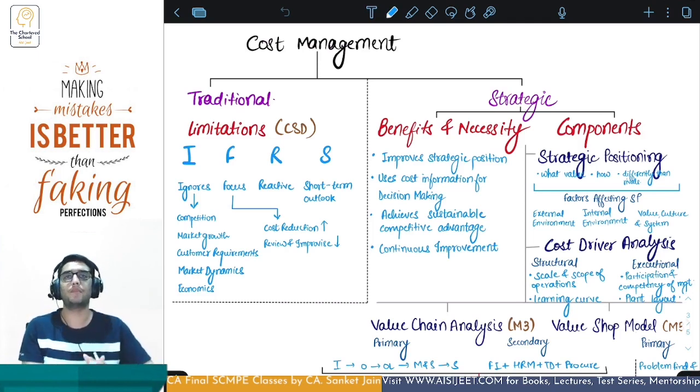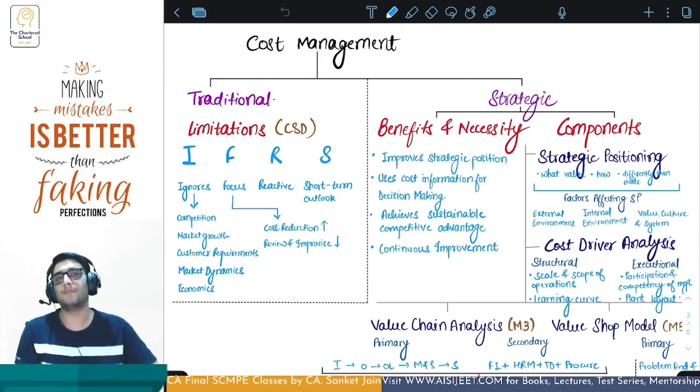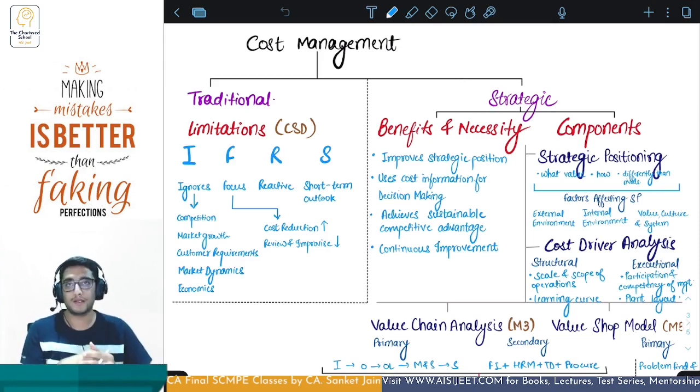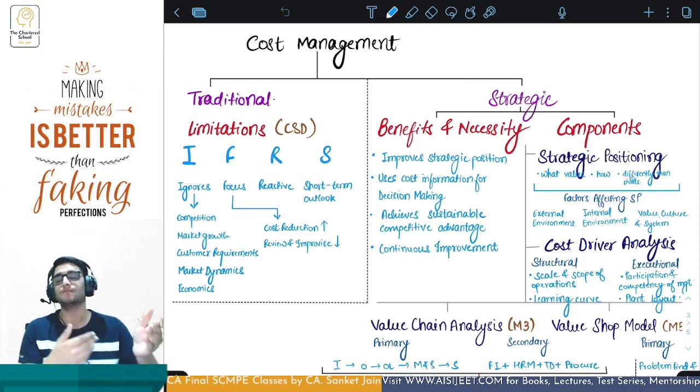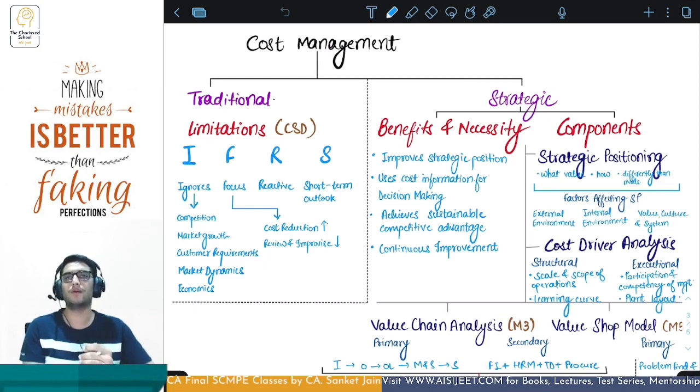Competition is ignored because there is an internal focus when we talk about traditional cost management. It deals with historical data and internal assumptions, and based on that, your internal targets are created. Then you compare your actual results with the targets, and using standard costing, you try to control them. But overall, this approach suffers from the limitation that it ignores competition. What is happening in the market? What are competitors doing? That is completely ignored.